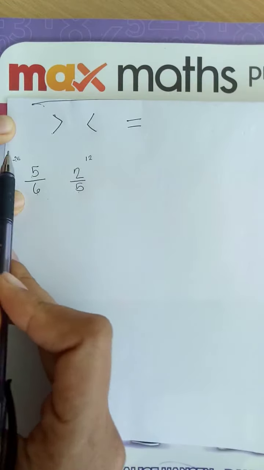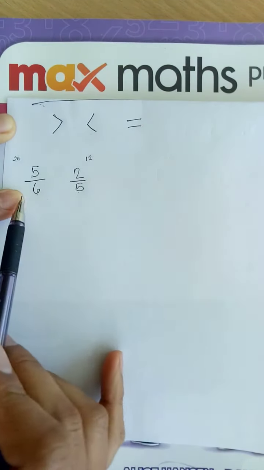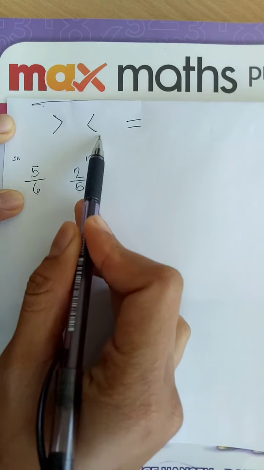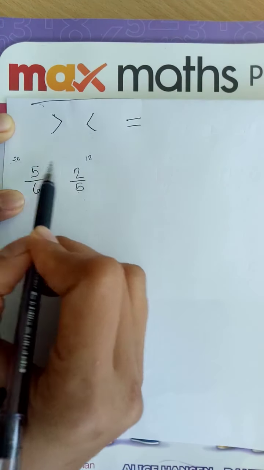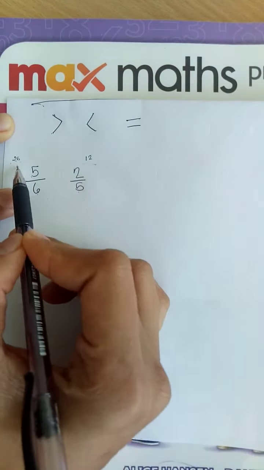Again, always write your answer upwards. Don't go down. So multiply upwards or going up like that. 6 times 2, 5 times 5, like this. Now we have 25 and 12. Now which one is big? 25 or 12? Of course 25.